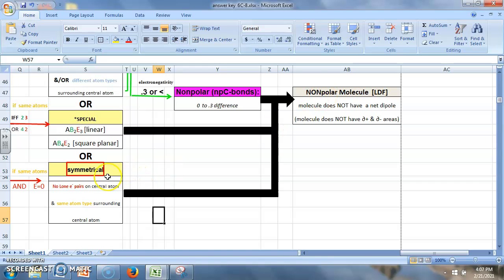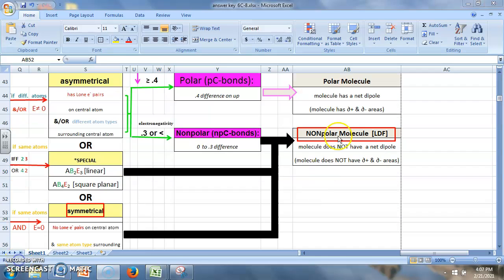So I can come straight over here. If I come out of the symmetrical box and follow it up, it takes me straight to a nonpolar molecule. That means there's no net dipole on the molecule. There's no partial positive or partial negative areas anywhere on the molecule. The type of intermolecular force molecules exert when there is no dipole, when there aren't partial charges and partial negatives and partial positives, the only type of intermolecular force they can exert on each other is called a London dispersion force, which we abbreviate LDF. We'll talk more about London dispersion forces later.